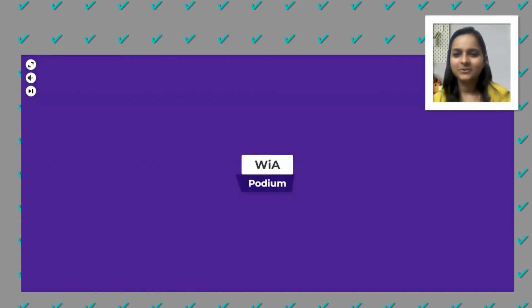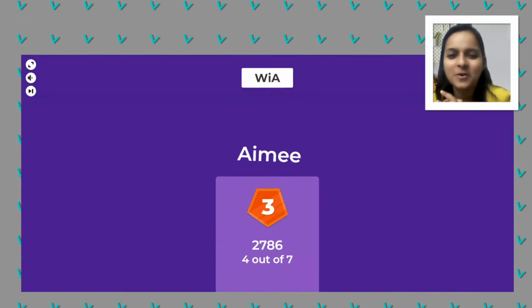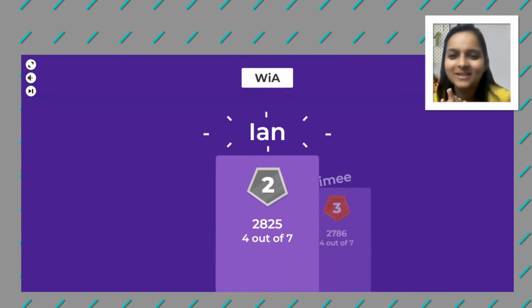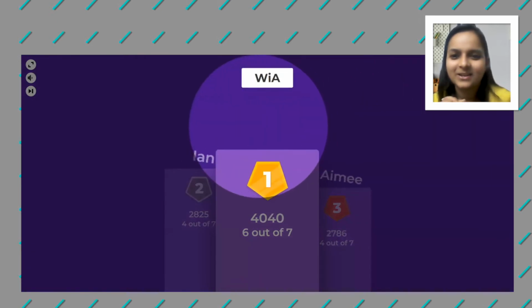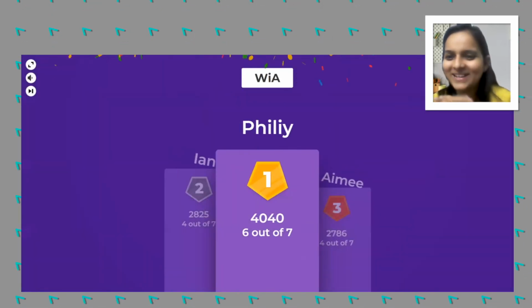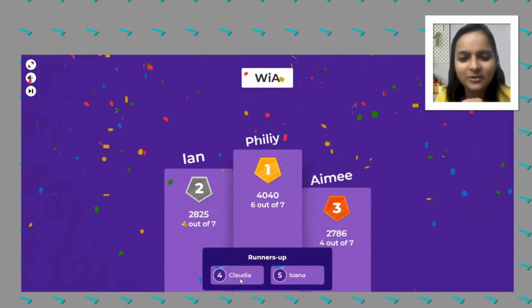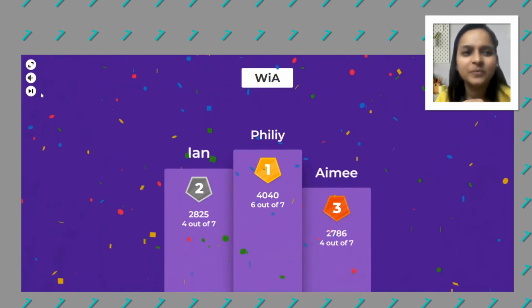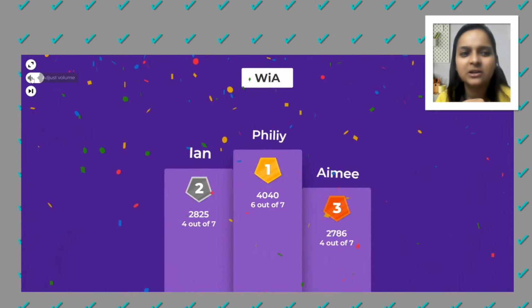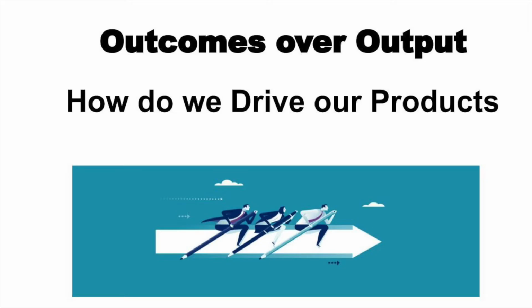Thanks all. This is what I just wanted to set the stage with, the emphasis on output and outcome. Yes, great guys. We have runners-up, Claudia and Loina. Never mind, guys, it was just a game, and we wanted to understand the emphasis of outcome over outputs. Thanks for having this Kahoot.